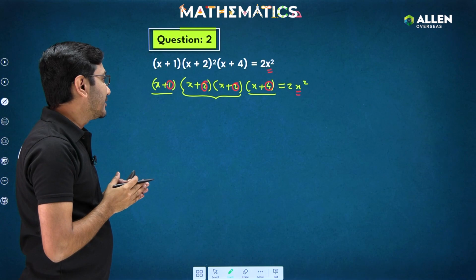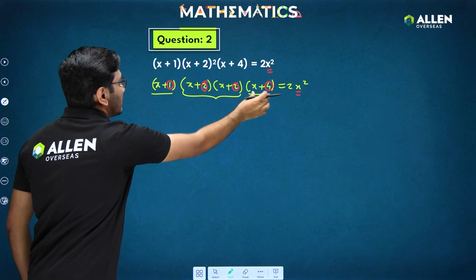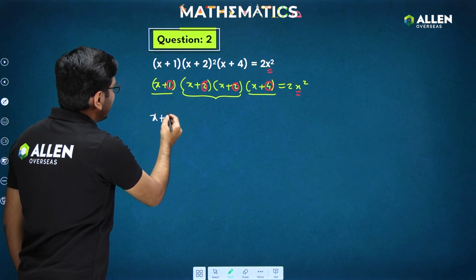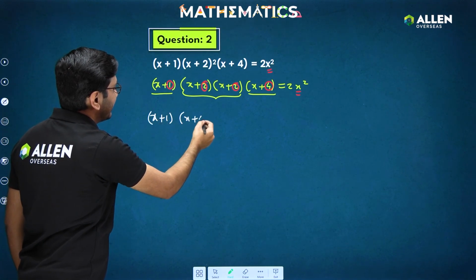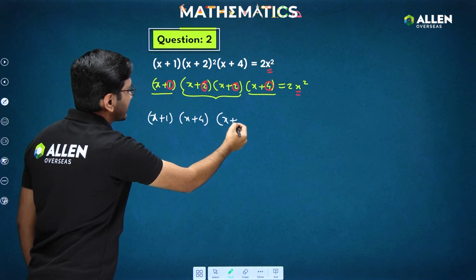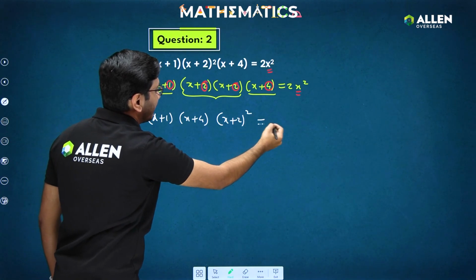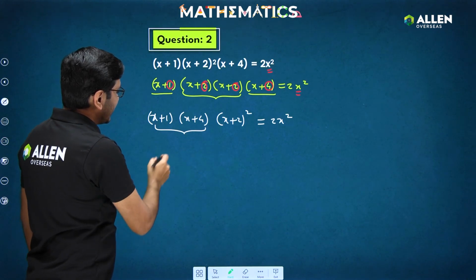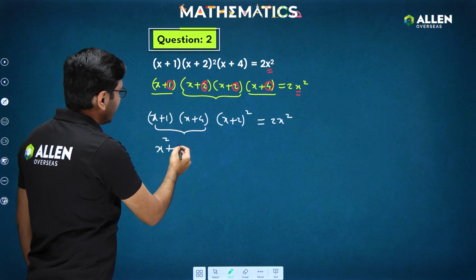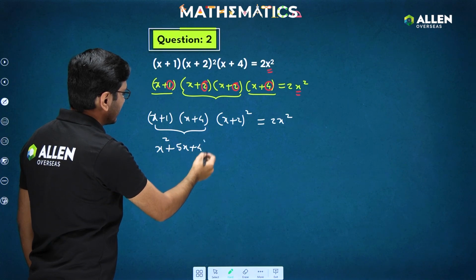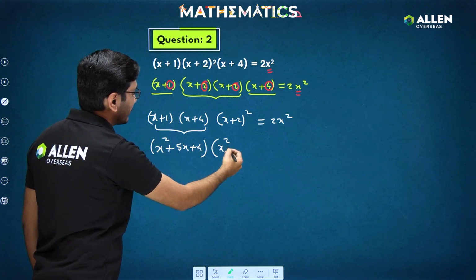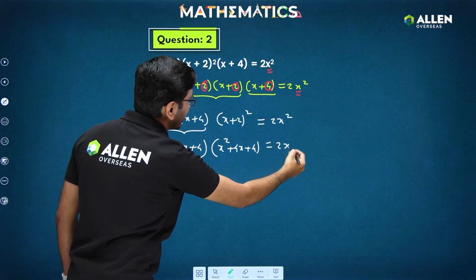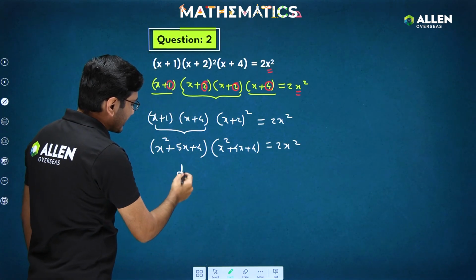So what should I do now? Just club these two factors together. I'll take this x plus 1 and x plus 4 together, and this x plus 2 and x plus 2 together, meaning x plus 2 square, and we have on the right side 2x square. So after taking the product of this, what I'll get? I'll get x square plus 5x plus 4, and here I'll get x square plus 4x plus 4, and here I have 2x square. Now divide this equation by x square.